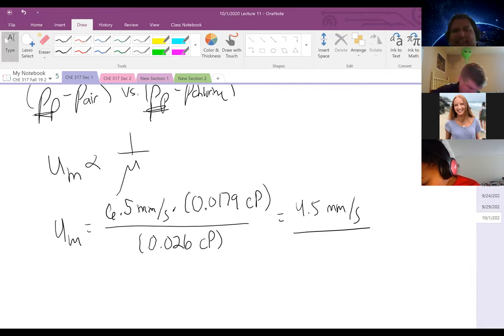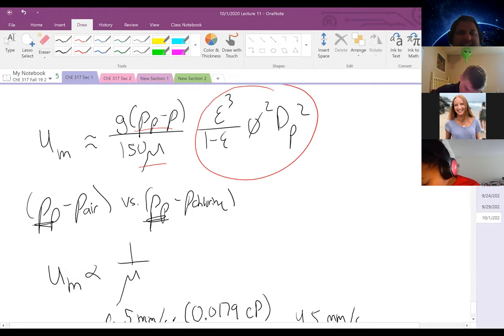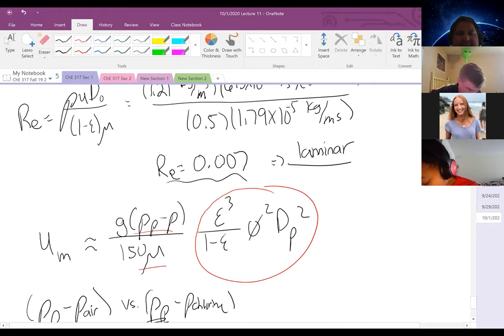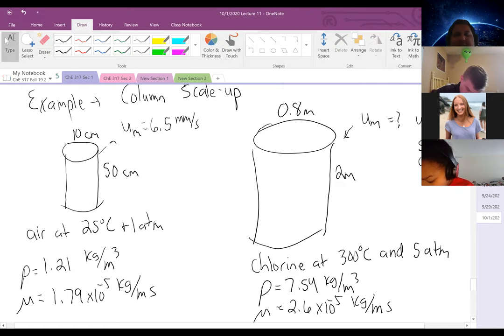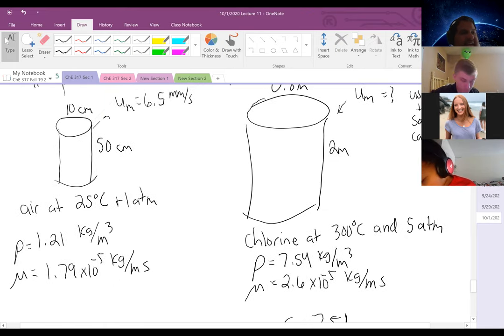So this one was a little different because it's really looking at the expressions and what they mean, and how they can be applied in the situation of essentially a fluidized bed scale up.